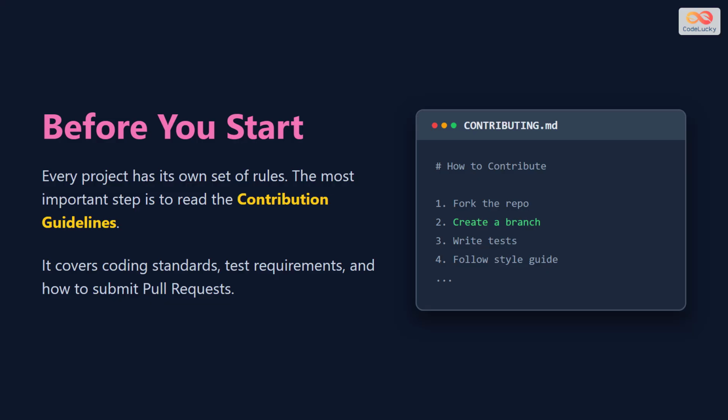Before you write a single line of code, there is one golden rule: read the contributing file. Every project is different. This file, usually named CONTRIBUTING.md, contains the specific rules for that project, such as coding style, testing requirements, and how they want you to submit your work. Ignoring this is the fastest way to get your contribution rejected.